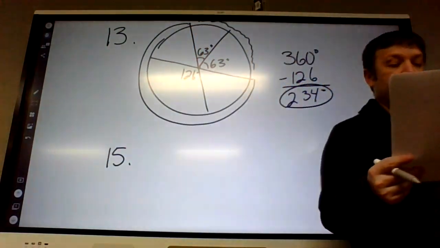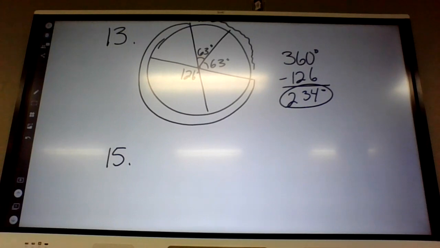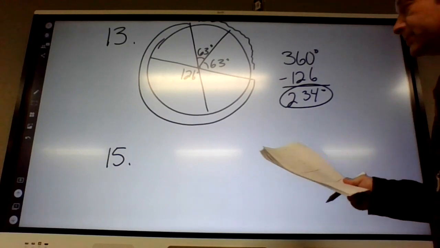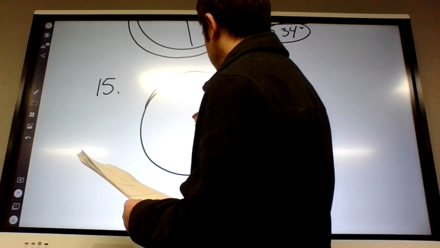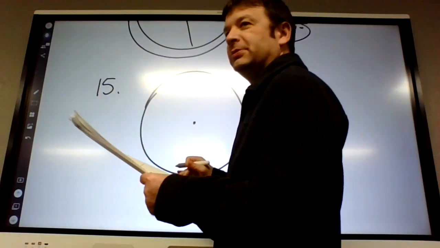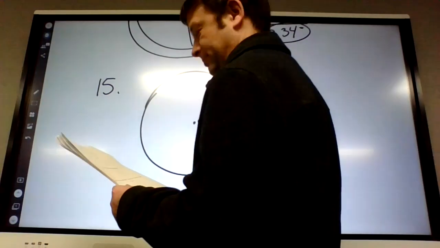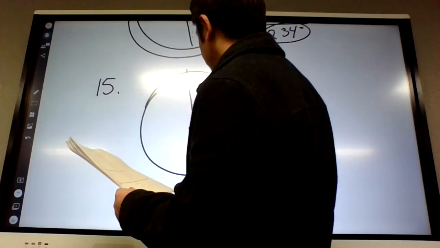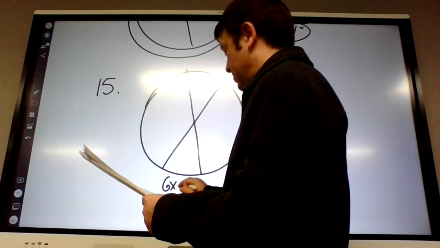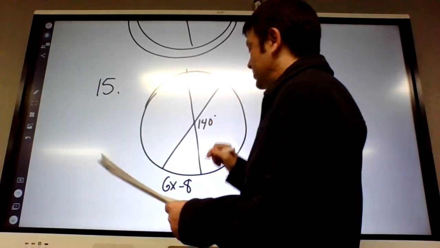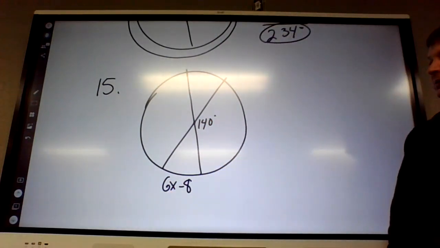Number 15. Well, when they put those arc symbols in there, I assumed they were going to have to figure them out. I guess not. Solve for x. Assume the lines which appear to be diameters are diameters. Okay. Any ideas? I mean, they're all vertical. I'm with Cadence. We're taking turns here. Any ideas, Cadence?